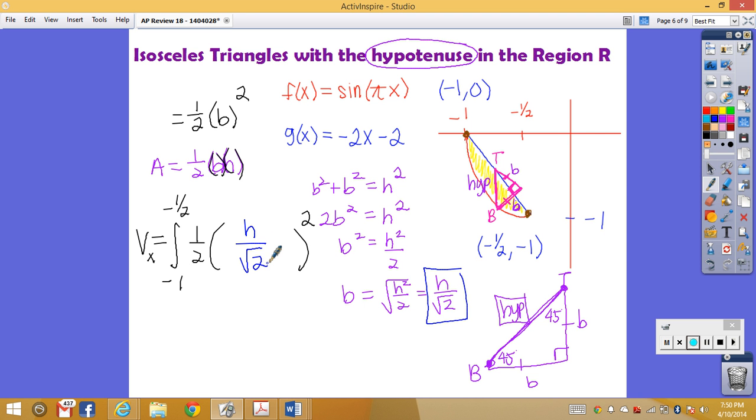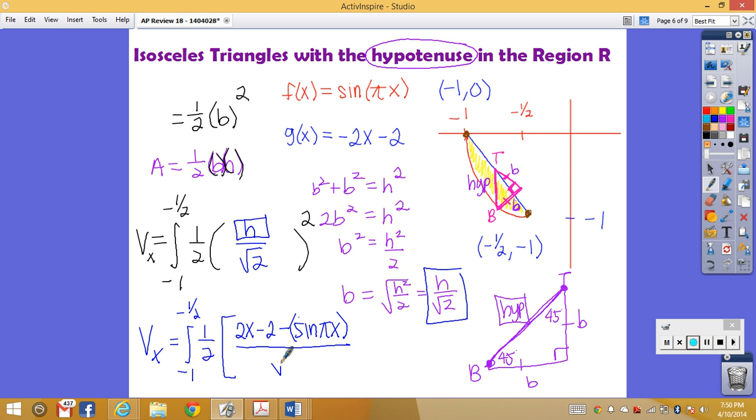And that's what makes this problem a little bit harder. The hypotenuse is your top minus bottom. So what does this look like? It looks like the integral from -1 to -1/2 of 1/2 times your hypotenuse, which is top minus bottom, the top function being the line, bottom function being the sine of pi x, and then all over root 2. Let me do a square bracket, and then squared dx.